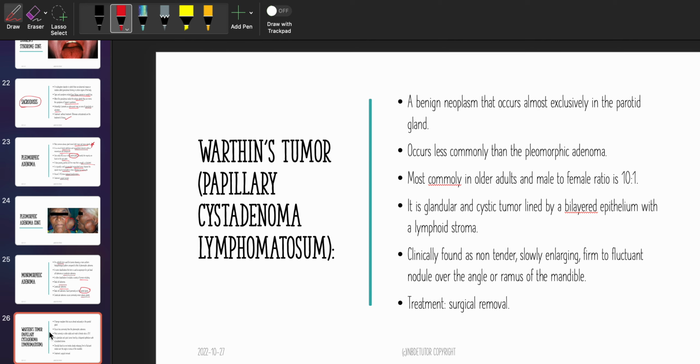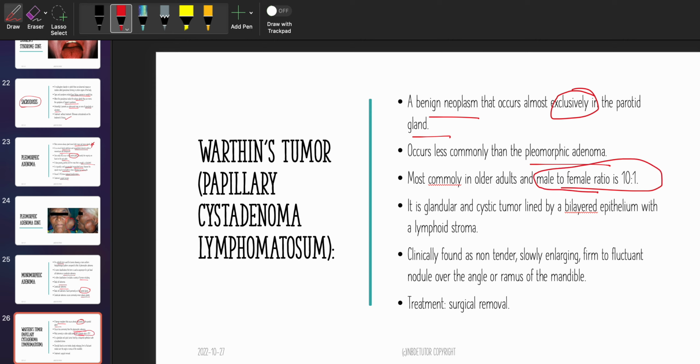Now, let's talk about Warthin tumor. Again, I have mentioned the other name for Warthin tumor is papillary cystadenoma lymphomatosum. It is a benign neoplasm that occurs exclusively, and I have mentioned the word exclusively here, in the parotid gland. It occurs less commonly than pleomorphic adenoma, since we are comparing it with pleomorphic adenoma because both of them are benign neoplasms. Most common in older adults, and the male to female ratio is 10:1. Please pay attention to this point.